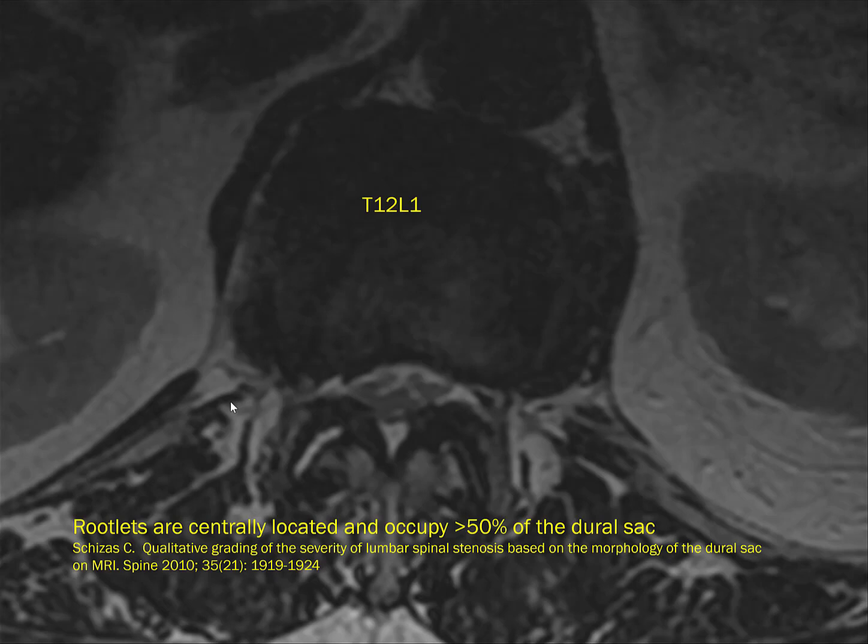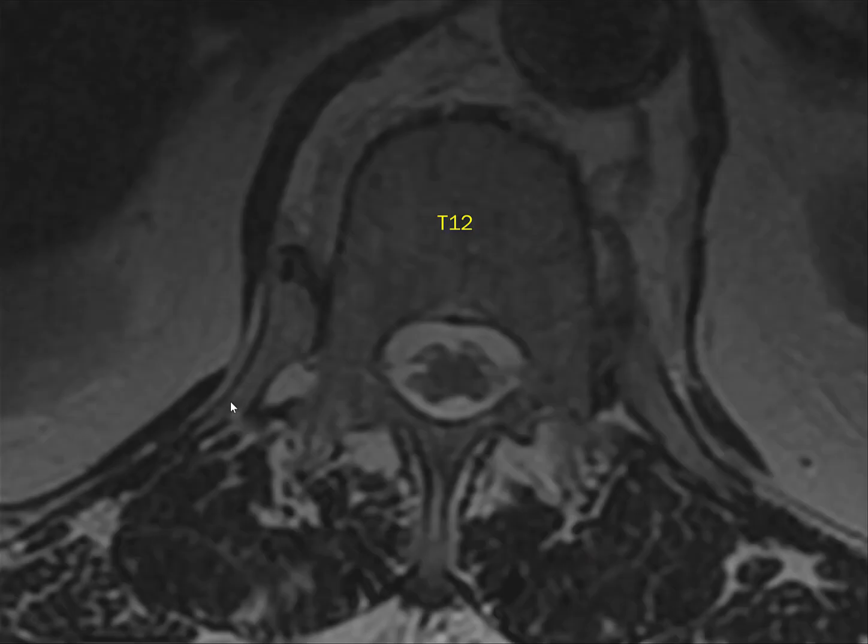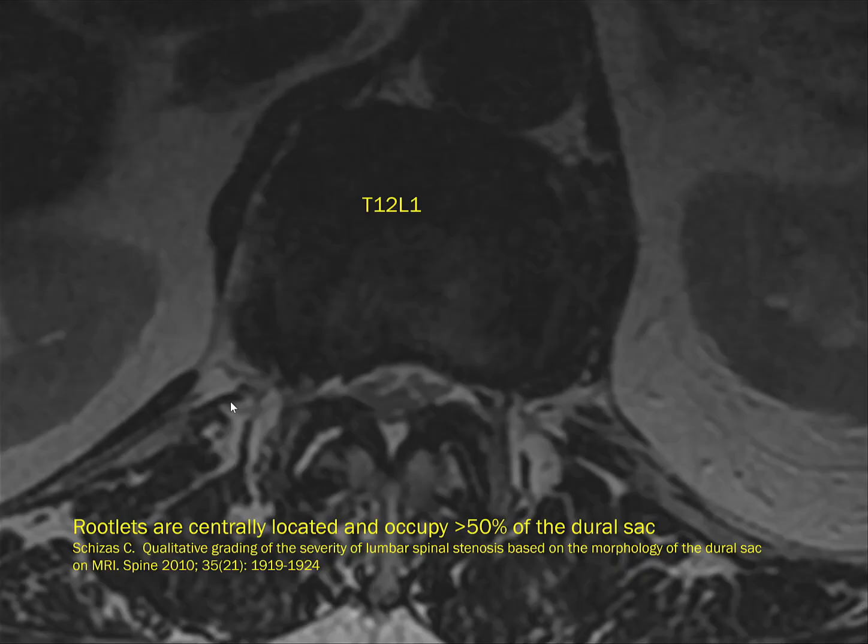The bottom article is from Spine 2010, and it's an article describing the severity of spinal stenosis based on the morphology of the thecal sac. I thought this was interesting. There are different grades of stenosis that this person graded, and I thought this case met the criteria: rootlets are centrally located and occupy greater than 50% of the thecal sac. If you look here, the rootlets are probably less than 50% with the spinal cord, but the rootlets make up a lot of the area of the thecal sac.